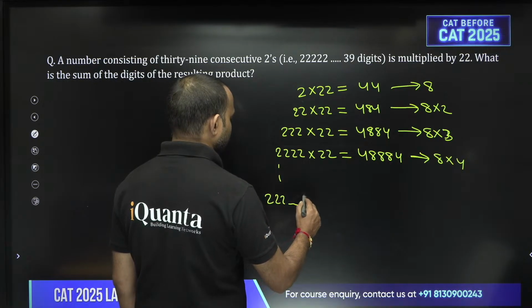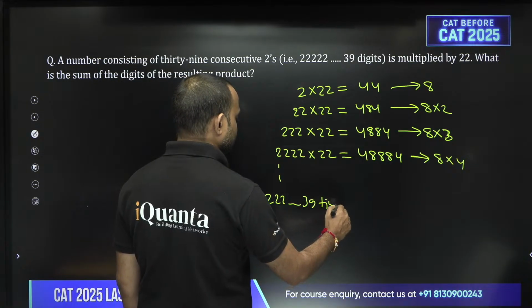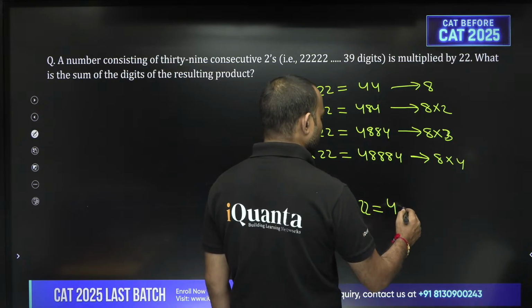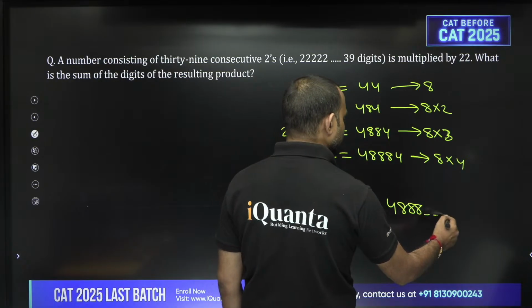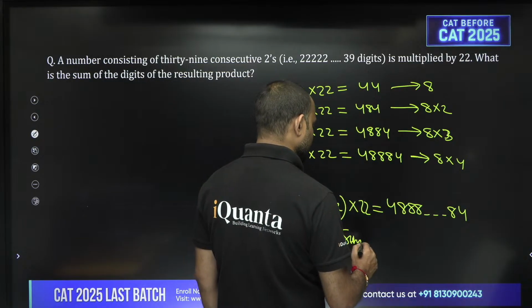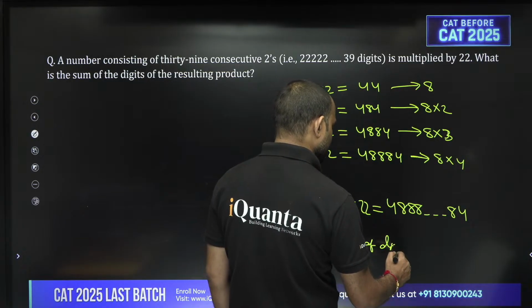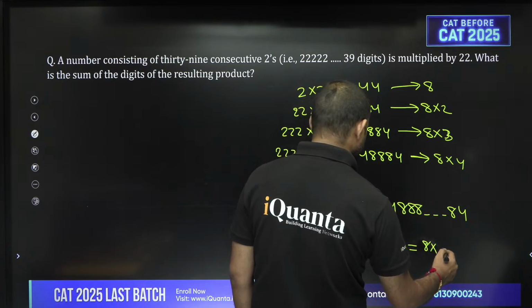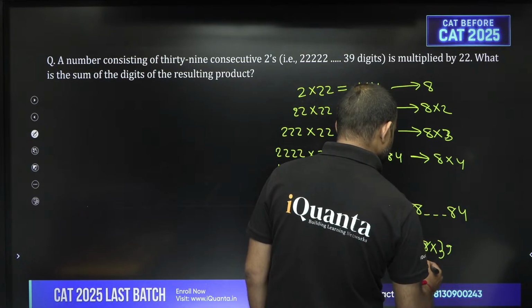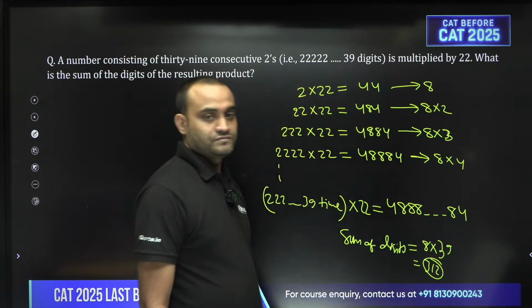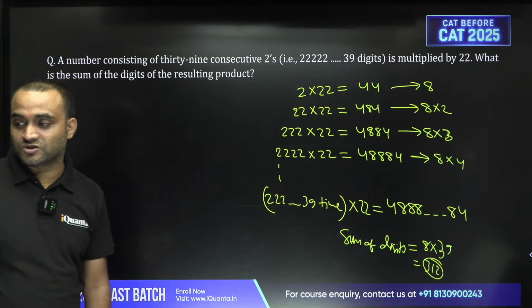222 with 39 twos, into 22, will be equal to 48884 and so on. So the sum of digits, you can check the pattern, will be 8 into 39. 390 minus 78 is 312. So that's your answer.